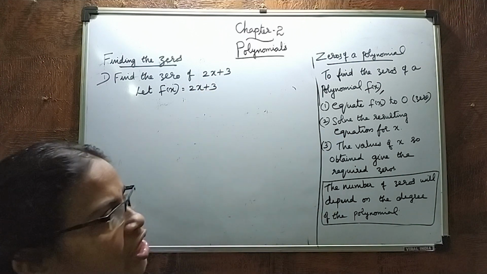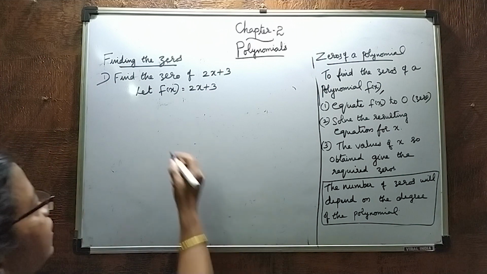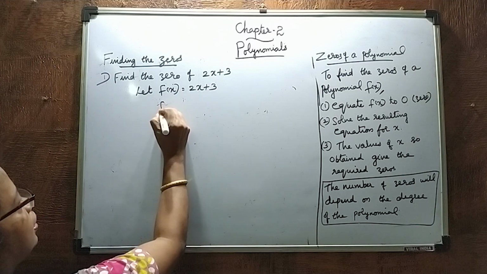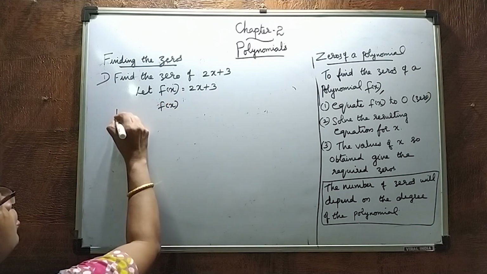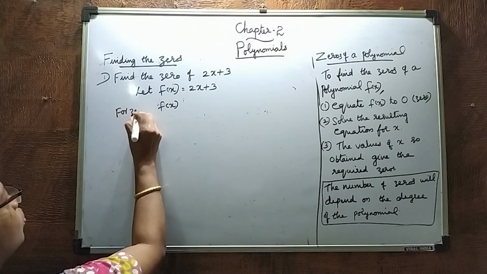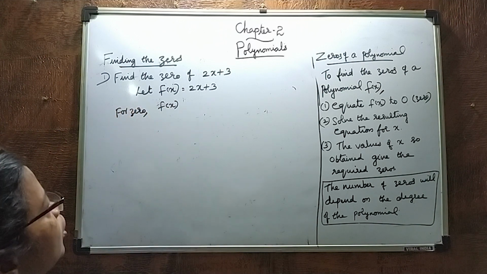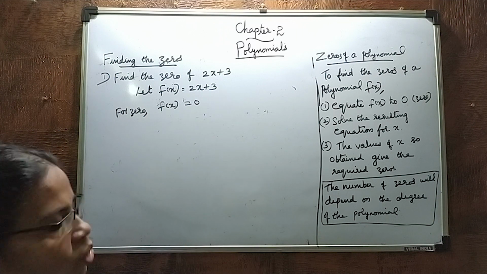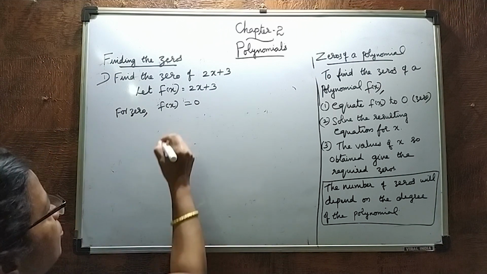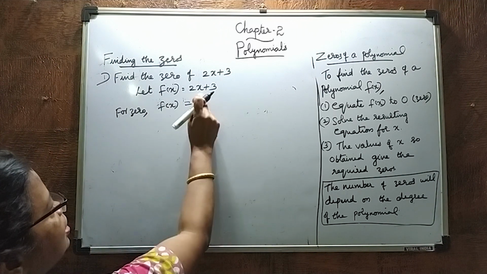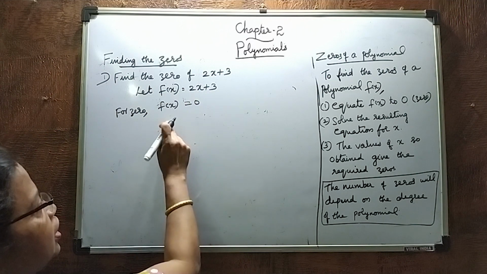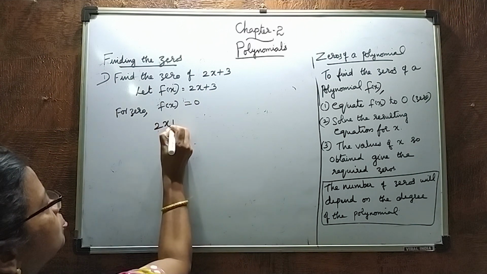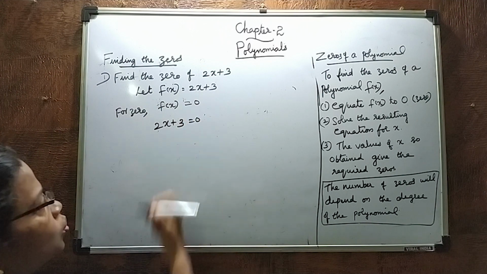Next, equate f of x to 0. That means for zero, f of x should be equal to 0. The next step, write instead of this f of x, here 2x plus 3. So it is 2x plus 3 equal to 0.